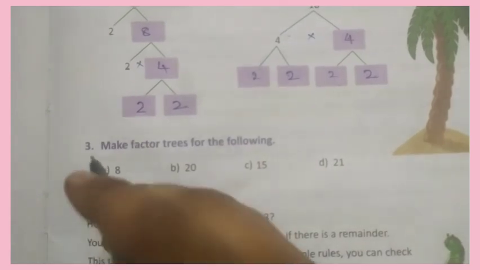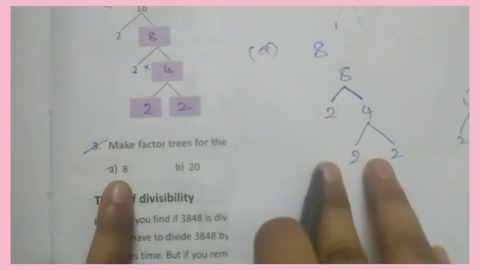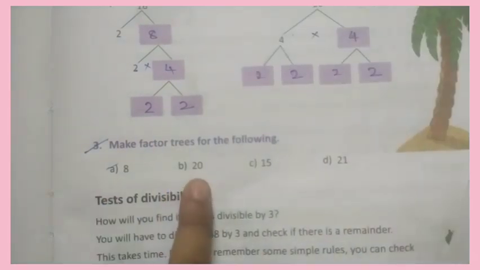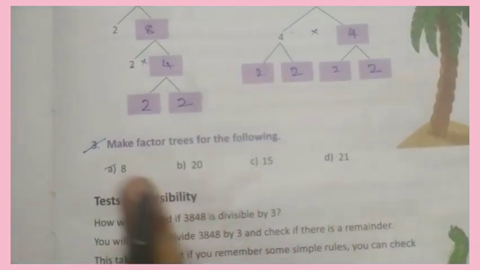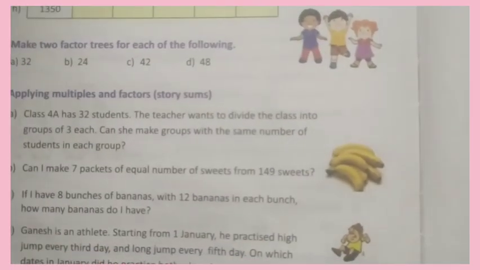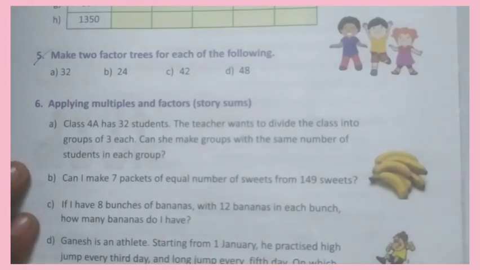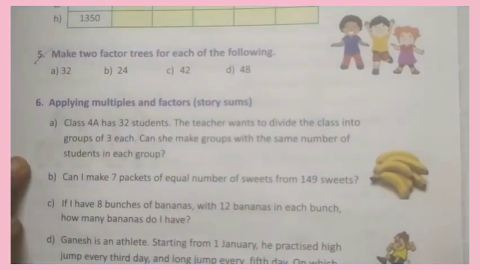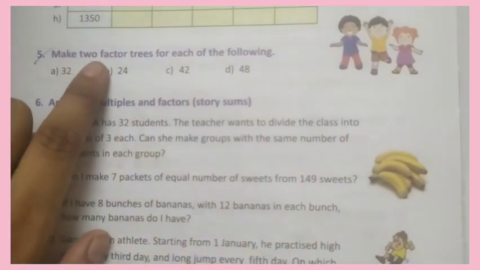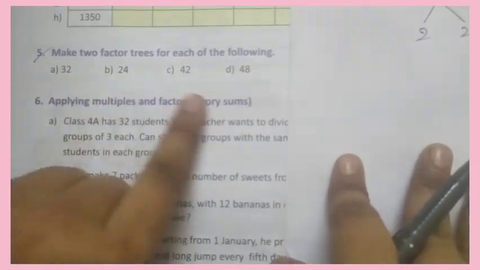And do this third bit also. Already I explained A, answer 8. You have to do B, C, D. After writing this second and third bits, open textbook page number 154 and do this fifth bit also. Do this fifth bit also there only. Make two factor trees for each of the following. I will explain here. 4 problems are given.